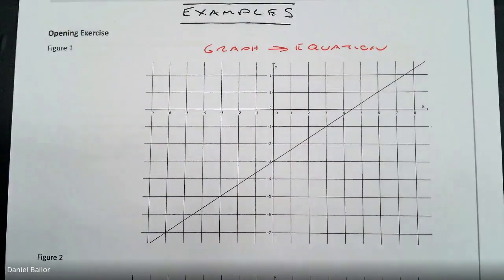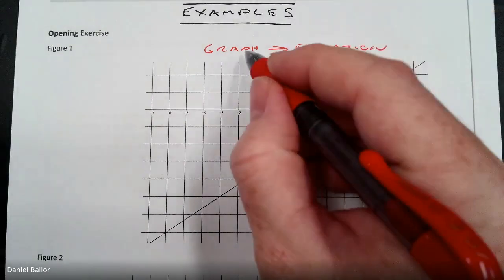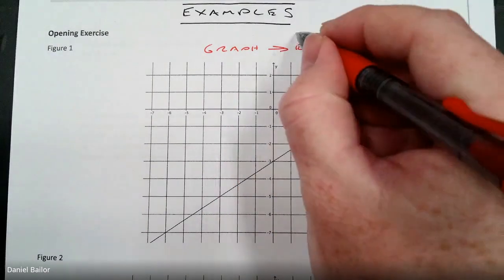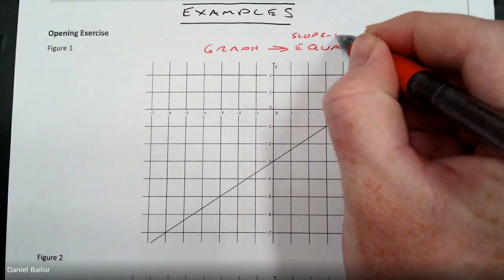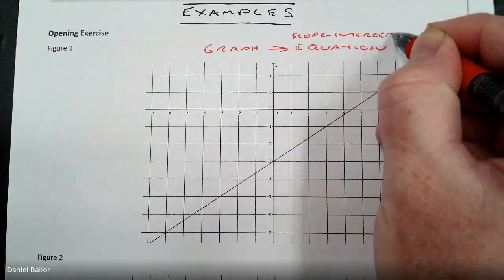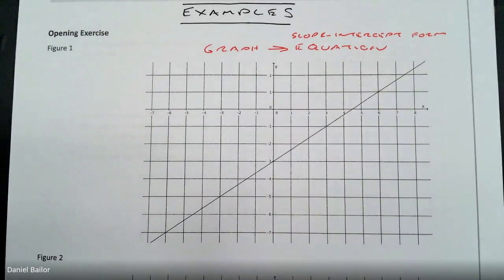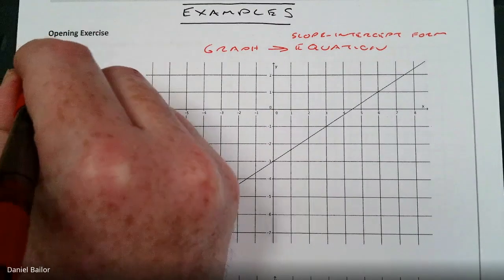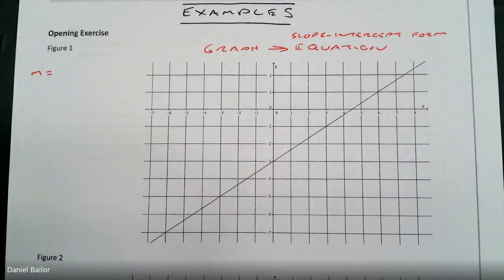Well, the key to this is slope-intercept form. We want to look at slope-intercept form. So it's not just a graph to any equation, it's a graph to a slope-intercept form equation. So to do slope-intercept form, we need the slope m and we need the intercept b. Well, let's start with the intercept.